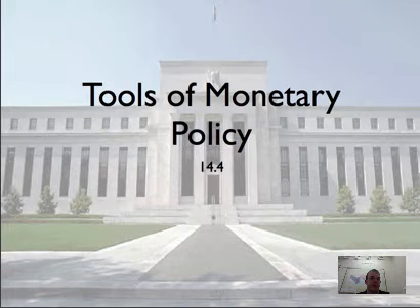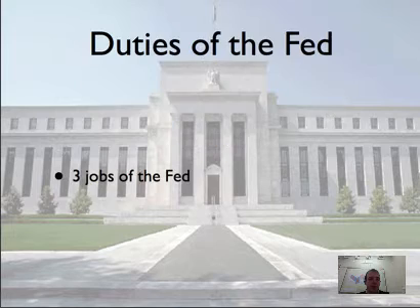All right, Tools of Monetary Policy. This is from Chapter 14, Section 4 from our textbook. We're going to talk about the Federal Reserve, or what's sometimes just called the Fed. What the Federal Reserve does is three things. It has three big jobs.